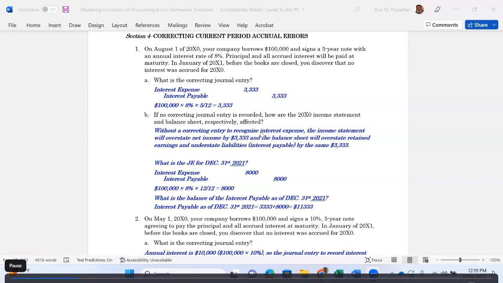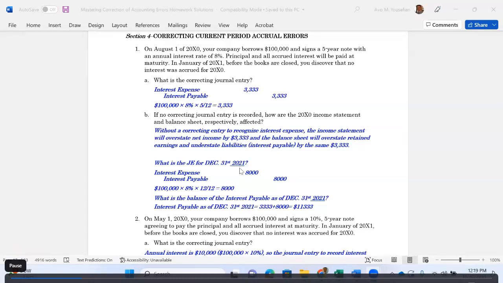Okay, so here is section B, which I just explained. Here I put another question. What is the journal entry for December 31st of, let's say, 2021, the second year? Remember, we borrowed this in 2020. So my question is, in the second year, which is December 31st of 2021, what would be the journal entry?